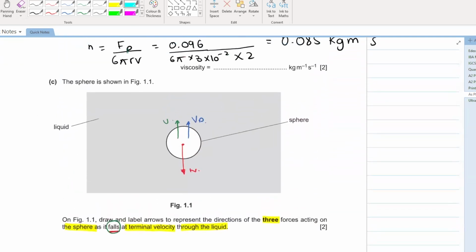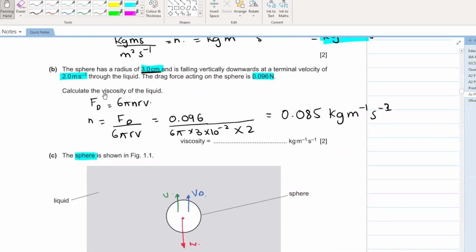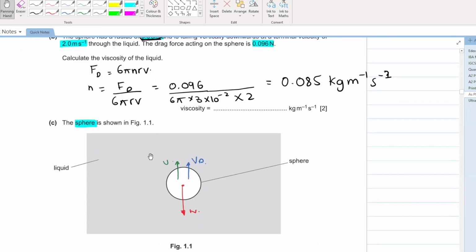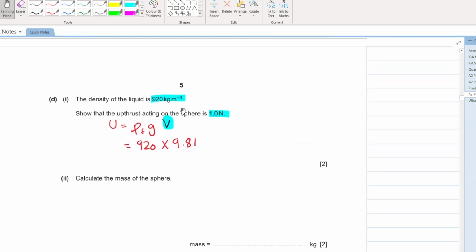If you notice, what is this? This is a sphere. Are you given the radius of the sphere? Yes. The radius of the sphere is 3 centimeters. You are given the radius of the sphere. You have to calculate the volume of the sphere.